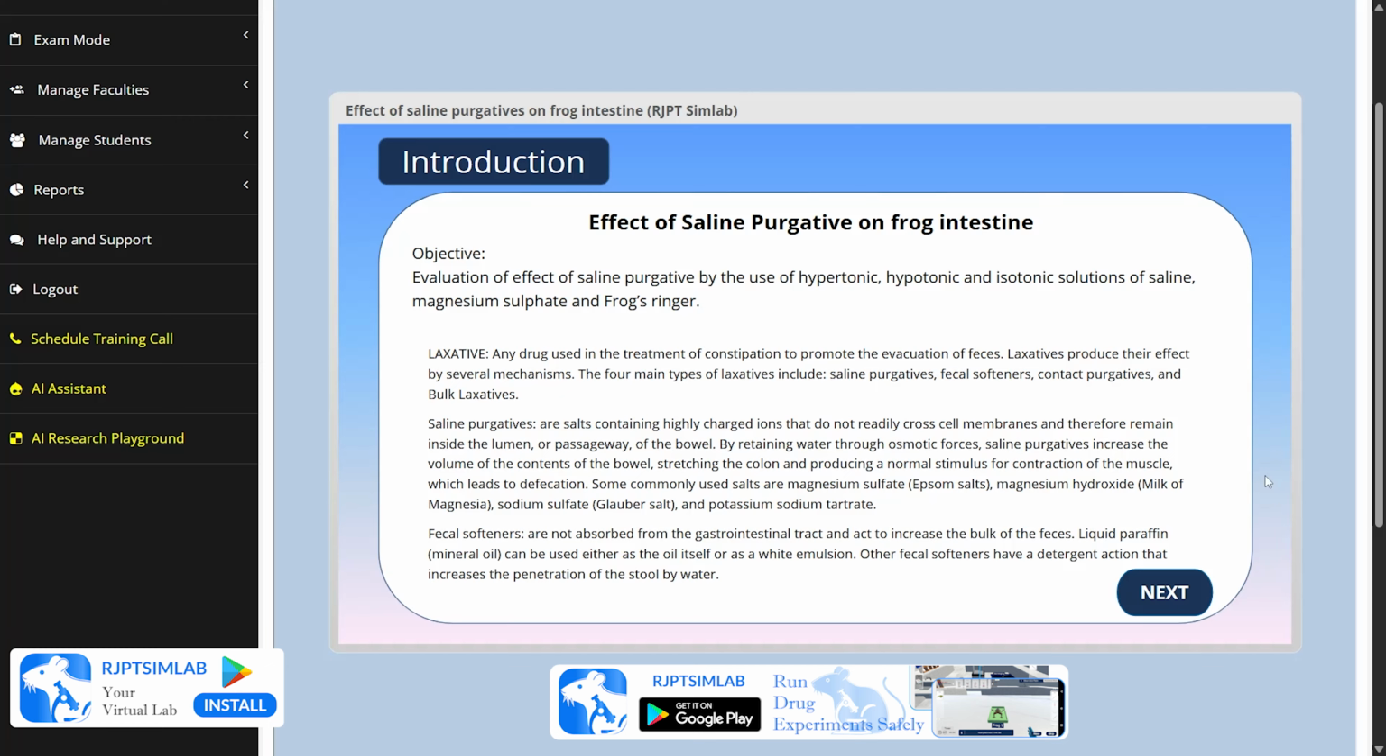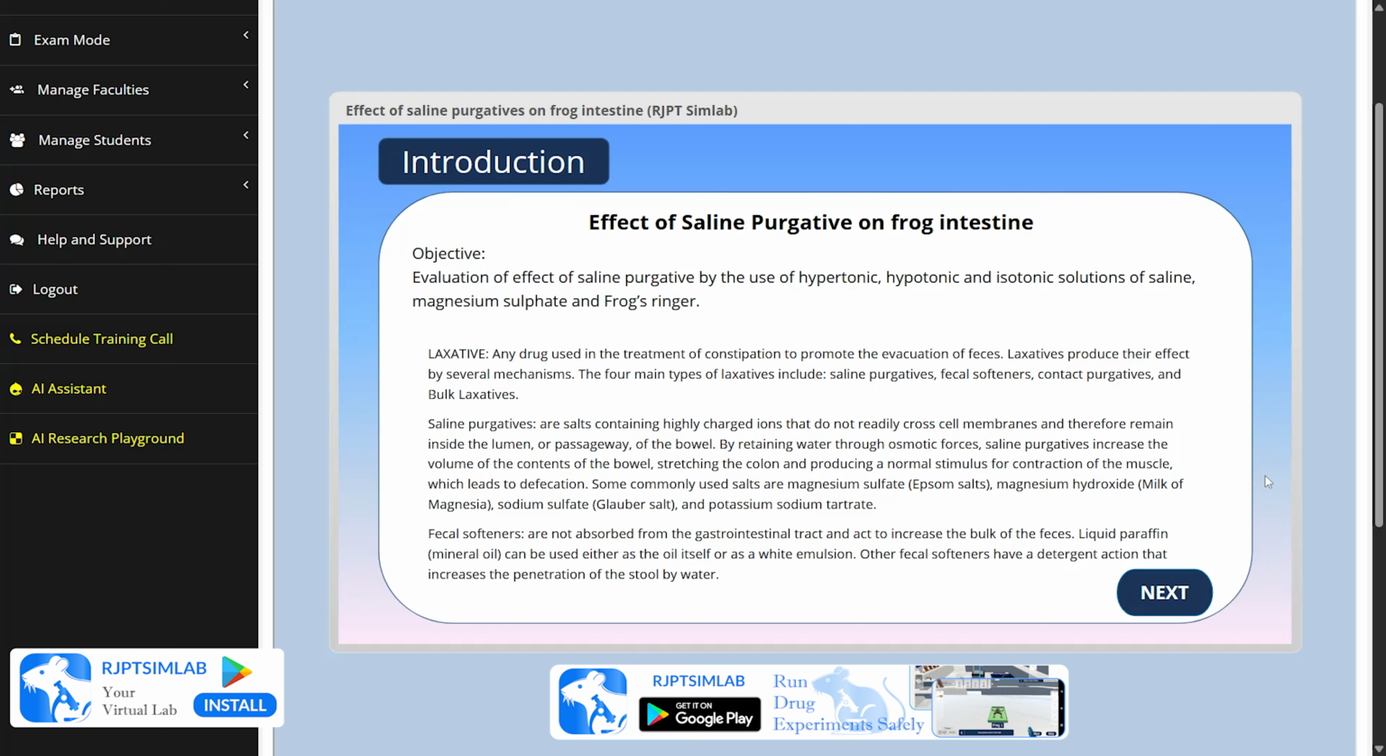Now, let us know what a laxative is. A laxative is any drug used in the treatment of constipation to promote the evacuation of feces. Laxatives produce their effect by several mechanisms. The four main types of laxatives include saline purgatives, fecal softeners, contact purgatives, and bulk laxatives.